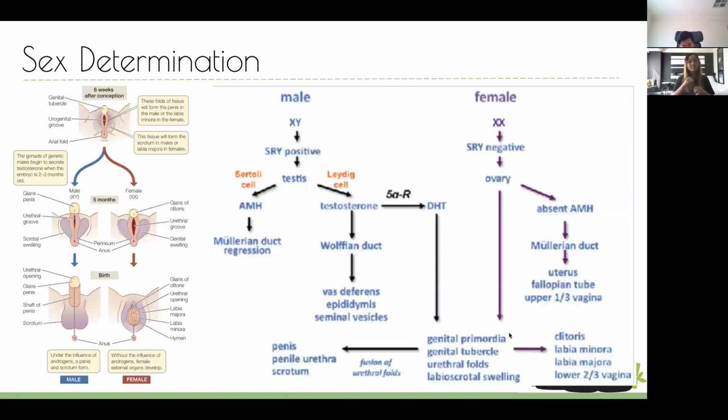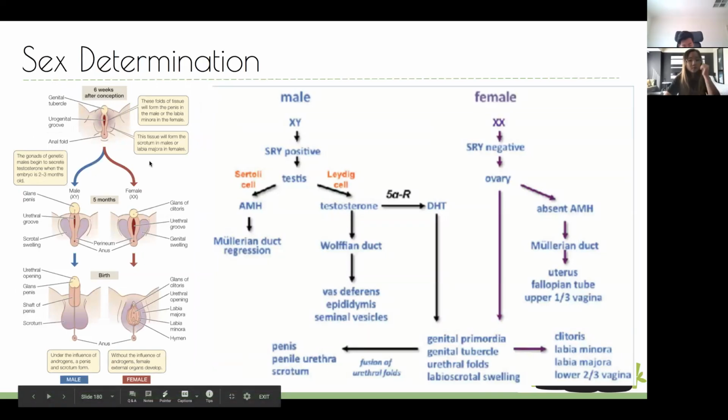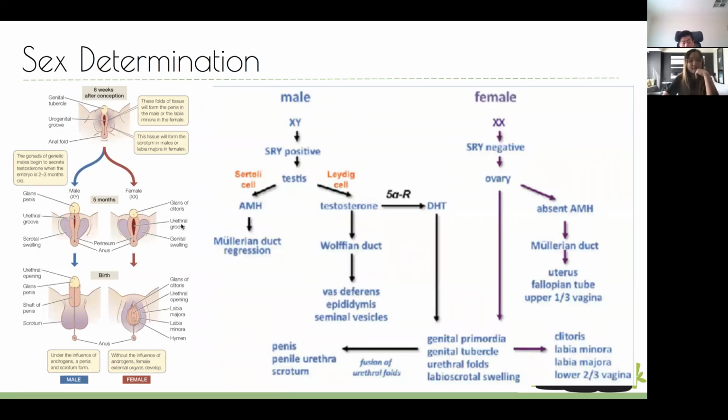This is another summary for visual learners. I think Gavin went through a lot of this stuff yesterday, but essentially there are corresponding structures in female and male anatomy.